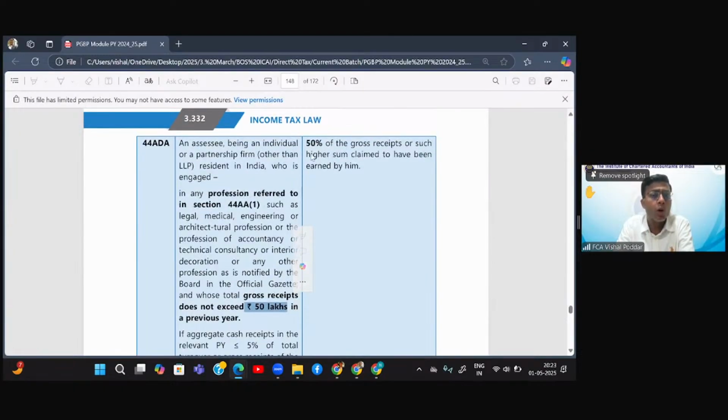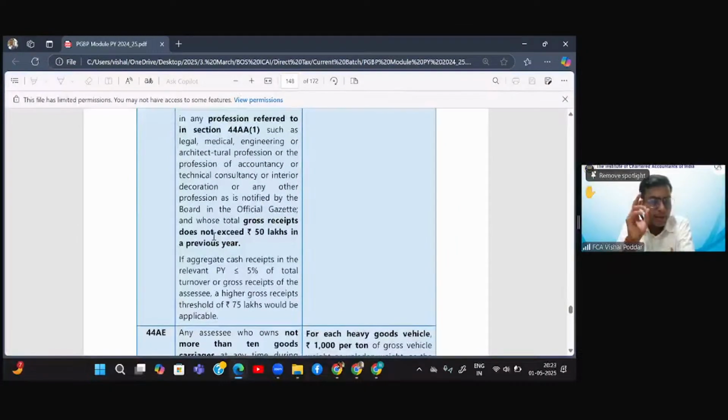Now for them, how much is the estimated profit? For them, the PGBP income is 50% of their gross receipts. So 50 lakhs is the limit. Up to 50 lakhs, if your turnover is there, you can fit in this section. If your turnover is above 50 lakhs, you are out of this. You have to go to the regular provisions of add, less, allowed, disallowed, and doing all the workings.